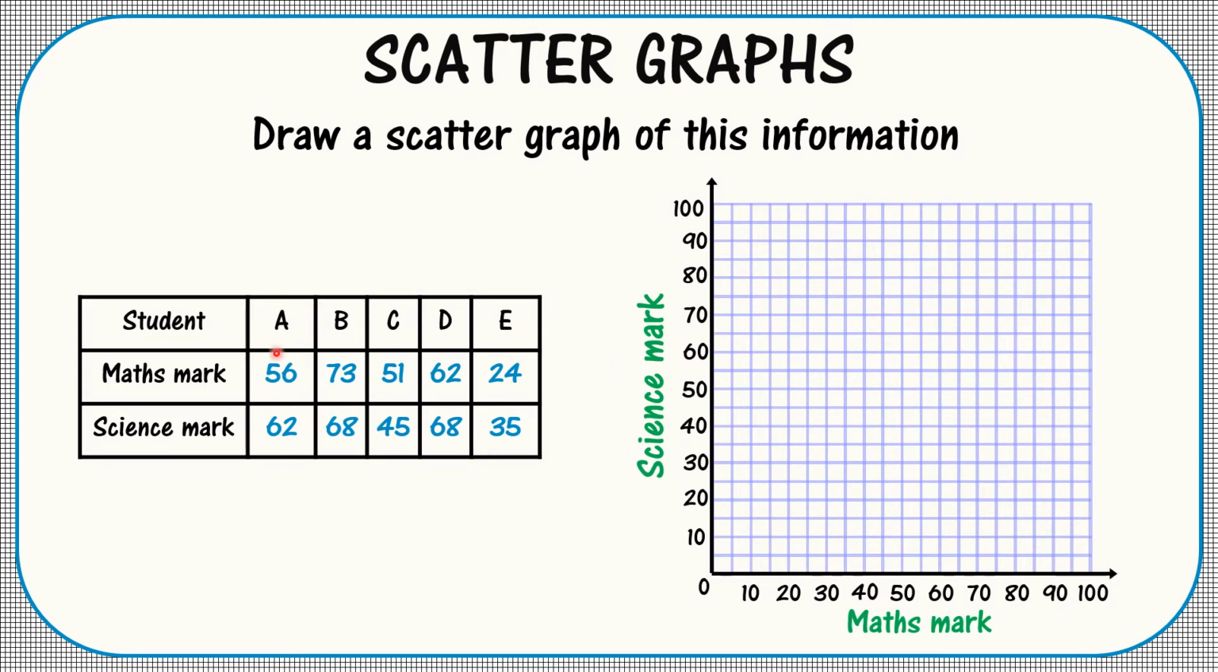So as you can see, student A got a math mark of 56 and a science mark of 62, which will be plotted here. Student B got 73 and 68, so we'll go 73 across and 68 above. Student C got 51 and 45, so 51 and 45 would be here. Student D got 62 and 68, which will be here. And the final student, which is student E, got 24 and 35. So we have successfully drawn a scatter graph with this information.